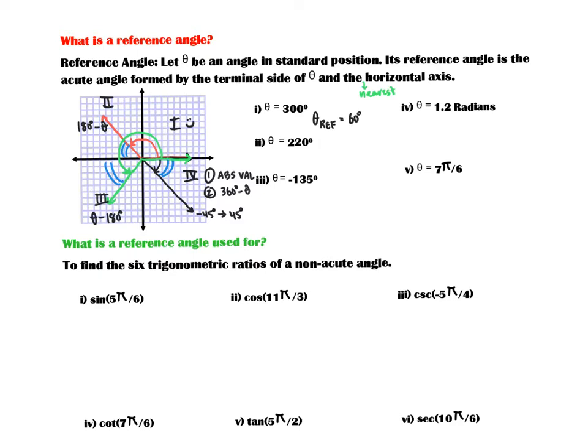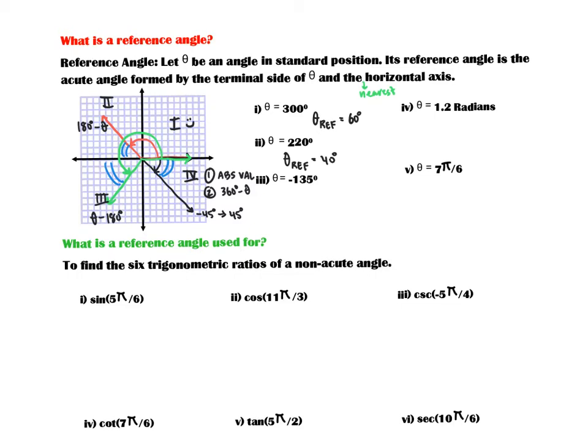Okay, in part 2, 220 falls in quadrant 3. And in quadrant 3, what I get is the angle, so theta ref would be the angle 220 minus 180, which is going to be 40.